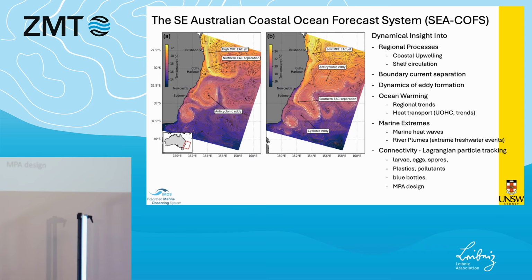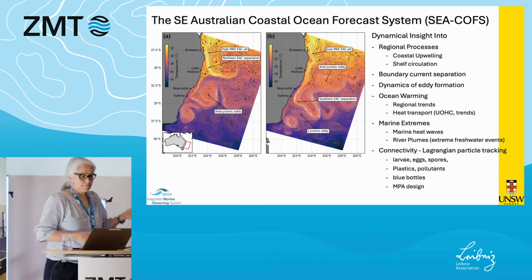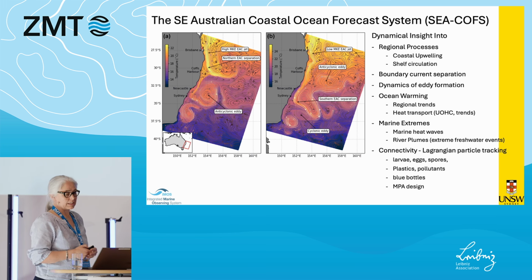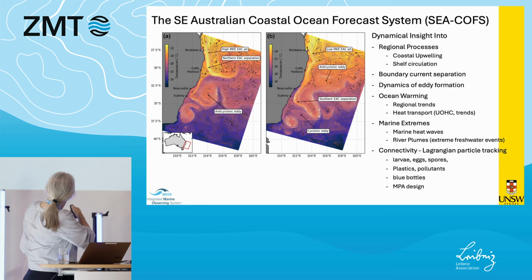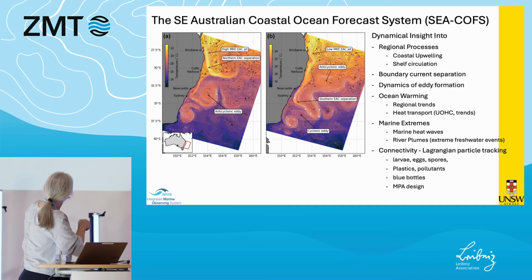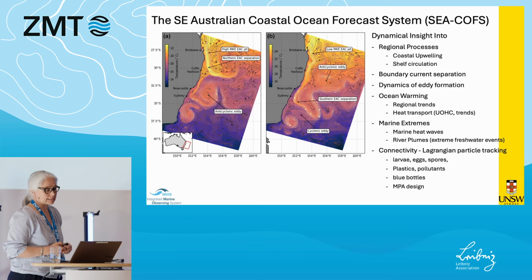We've used our models to understand a whole range of dynamical processes in the system. They're all listed there: regional processes, coastal upwelling, shelf circulation, boundary current separation. Where the East Australian Current separates from the coast has a big impact on the circulation downstream. When it separates, these large mesoscale eddies form, and where those eddies form determines the circulation and the warming along the coast. We're looking at warming trends, eddies as drivers of ocean warming, etc.